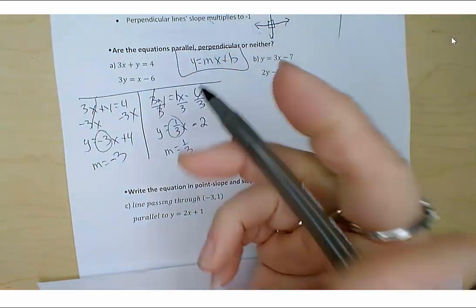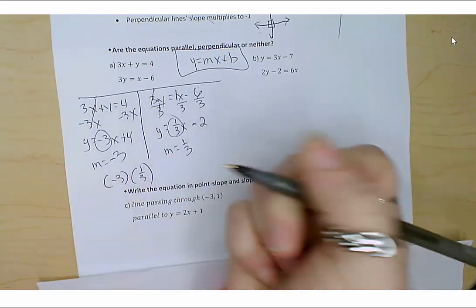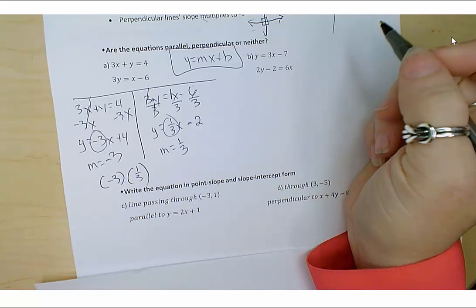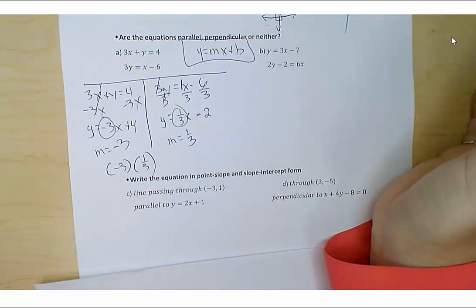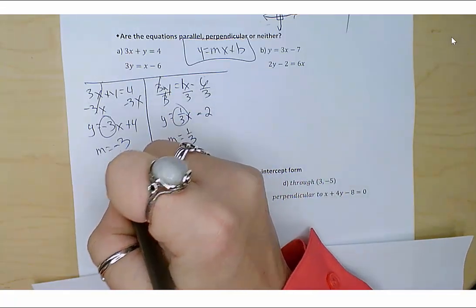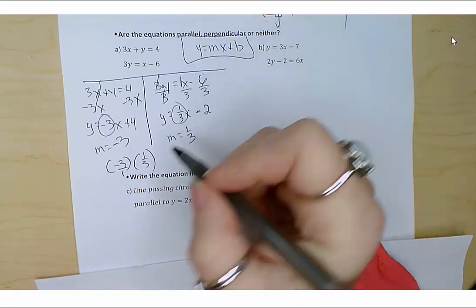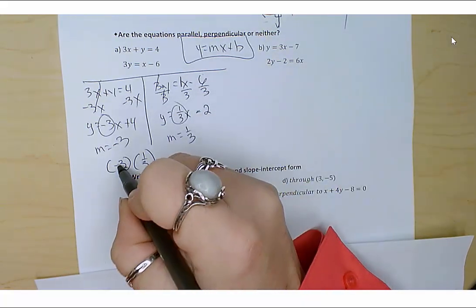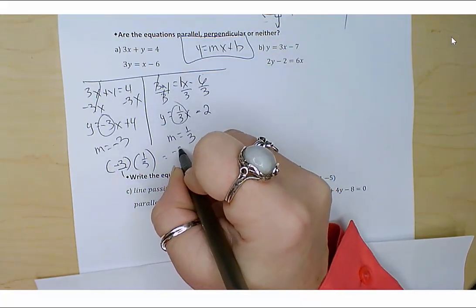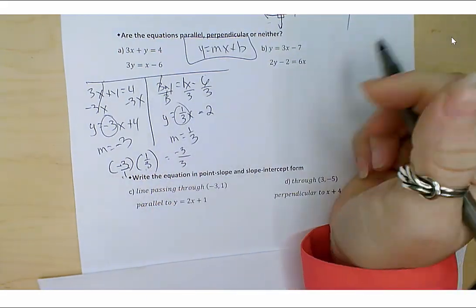In order to figure out if they're perpendicular, the next thing we need to do is multiply the slopes together. So take -3 times 1/3, multiply that. You can throw that in your calculator if you really want to. This is just multiplying fractions. Put that -3 over a 1 and multiply across. Top times top, -3 times 1 is -3, over bottom times bottom, 1 times 3 is 3.